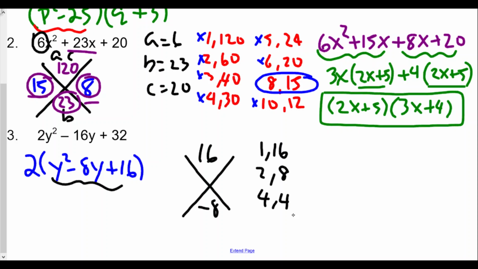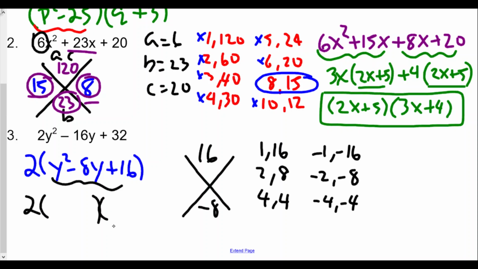Okay, so now here, because it adds to negative 8, it could be 1 and 16, but it could also be negative 1 and negative 16, because we want a negative sum. So not that one. Negative 2 and negative 8, that gives me negative 10. No, but negative 4 and negative 4, that looks like the way to go. And it works out. The nice thing is that instead of having to do the factor by grouping, this negative 4 and negative 4 will be the terms at the end of our two parentheses, because our coefficient for y squared is 1.